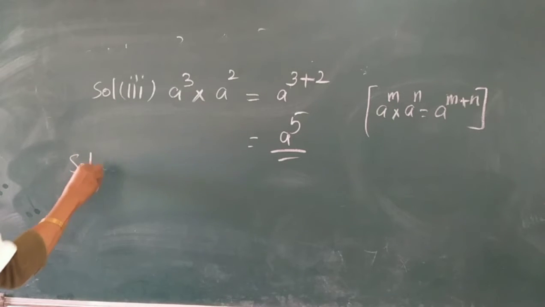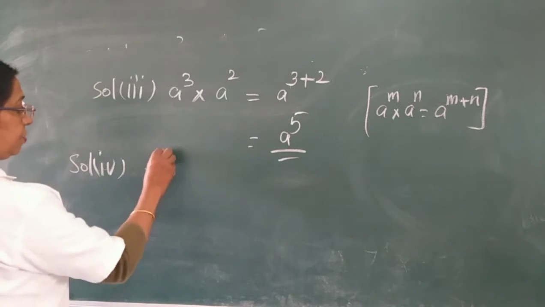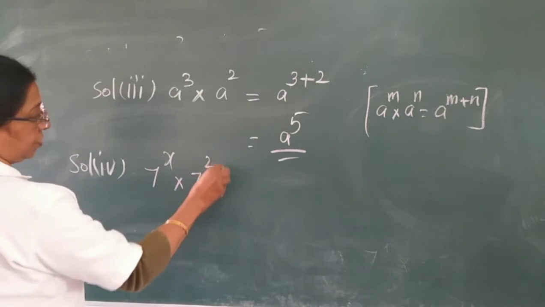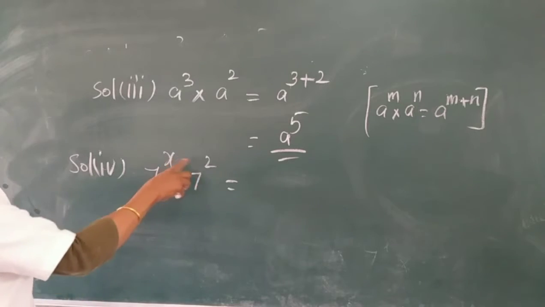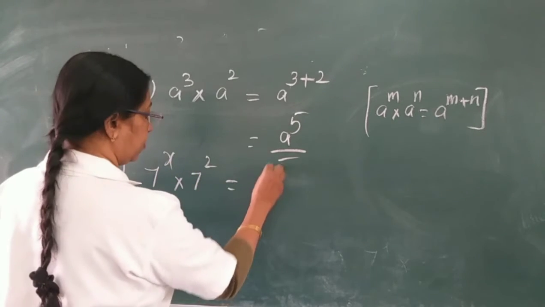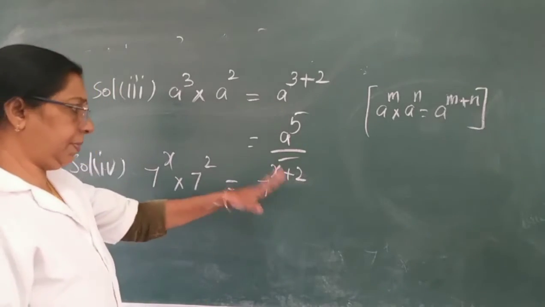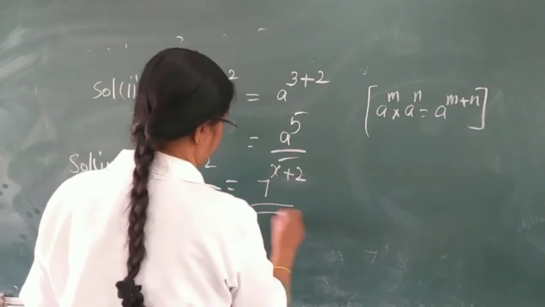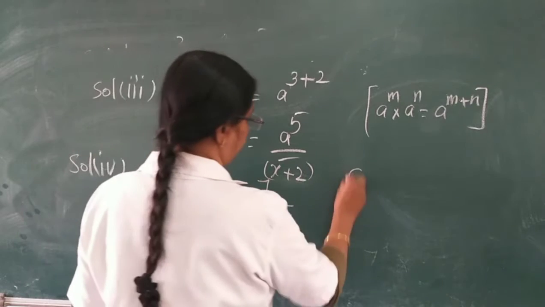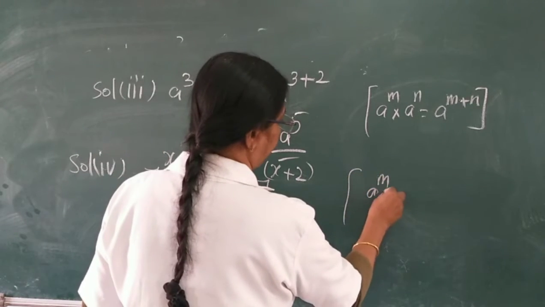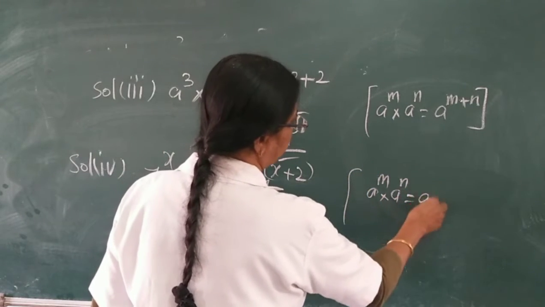Now solution 4. 7 raised to x into 7 square. Same base. So we can add the powers. 7 raised to x plus 2. X plus 2 is simplified. 7 raised to x plus 2 is the answer. Okay. A raised to m into a raised to n is equal to a raised to m plus n.